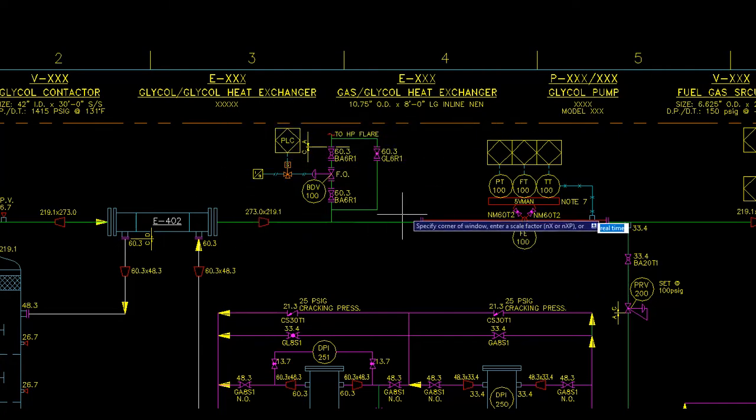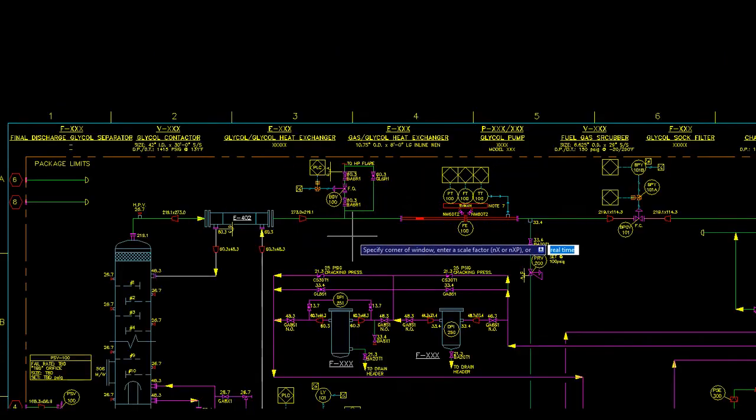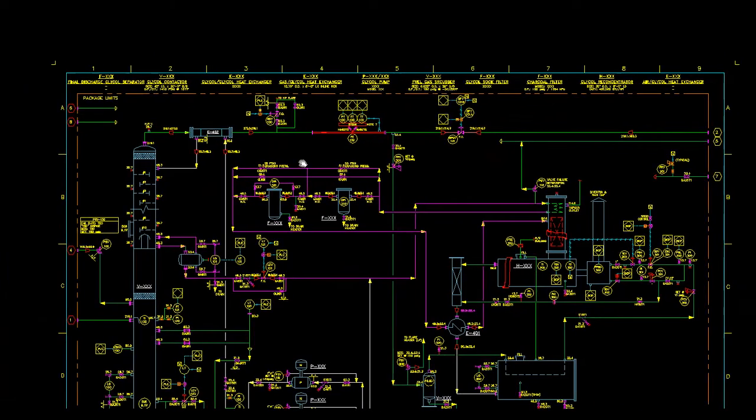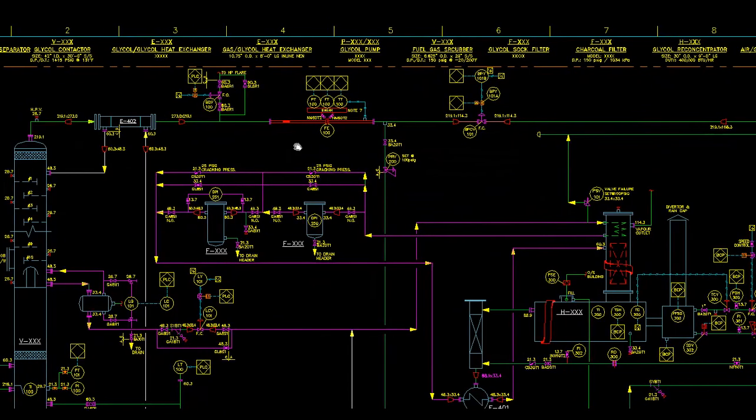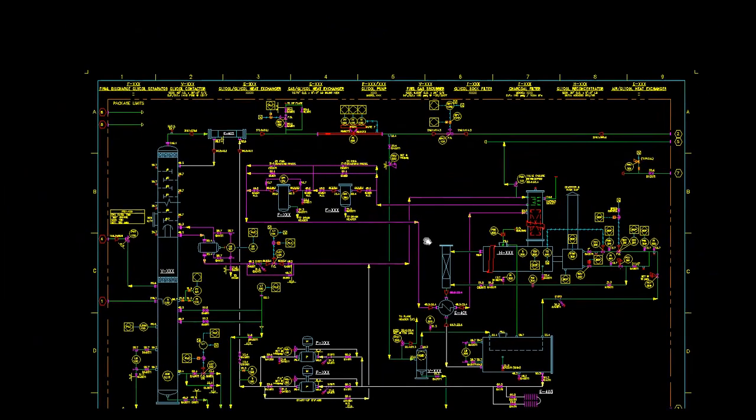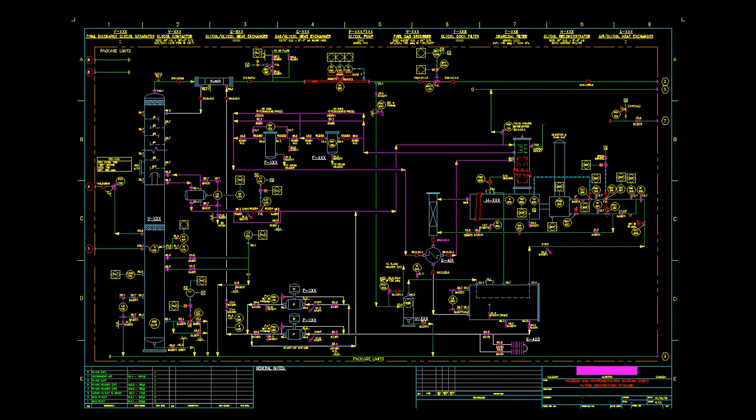Some Dehy packages are fitted with a dew point analyzer at this point on the sales gas. It will not have any action but will maintain a dew point record of the sales gas. But most Dehy packages don't have that because an operator knows that if the temperatures are okay and circulation is okay, then gas is at the required dew point.